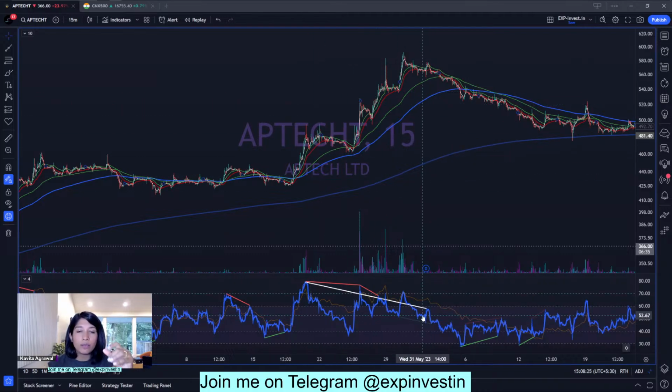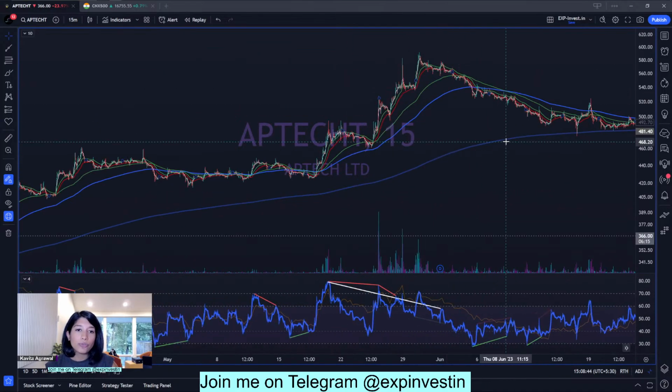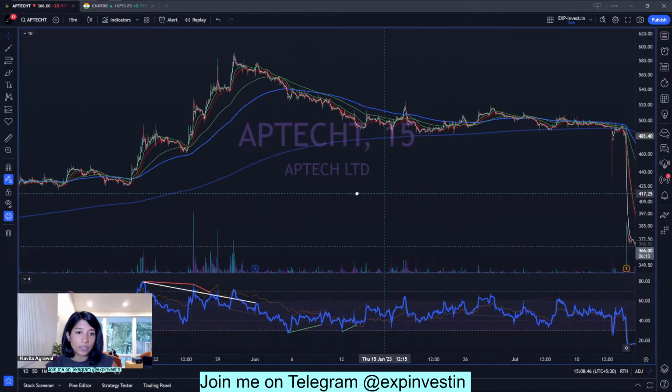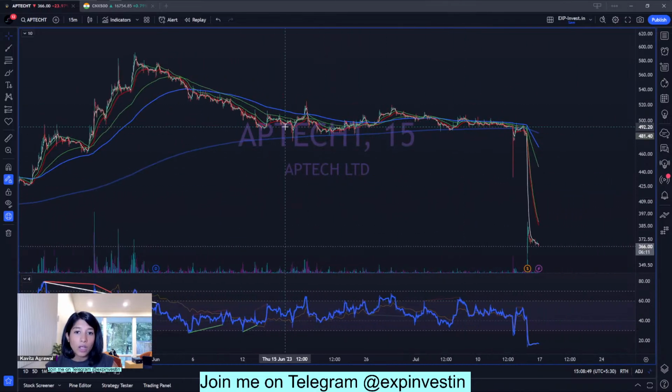When the RSI goes below 60 on any stock or any index, it's very important to observe the position of the concurrent price peaks versus the RSI peaks, because that tells us a lot about the strength of the momentum and the future direction that the stock or the index is going to take. So from the chart of Aptech, it does not look good.